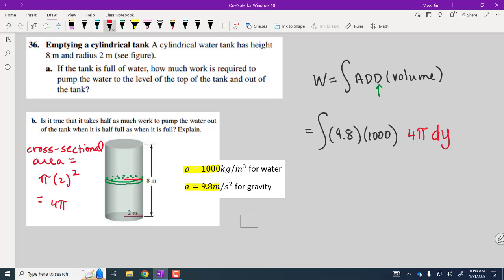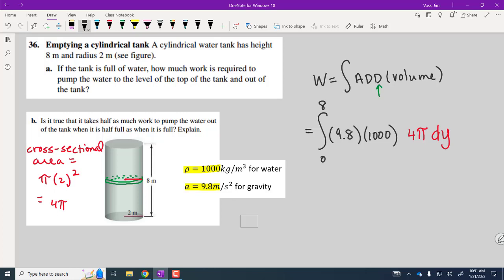The thickness of our very thin slice is dy. That number part is the area, the cross-sectional area. Now with the cylinder, it's easy because it's constant. Every cross-sectional area is 4 pi. If we have a cone or a trough, then that'll change. But that's it. That is a setup. What are the limits of integration? Where are these slices of water? They are from 0 to 8. So that will be the work done in pumping all the water right out of the top of the tank.